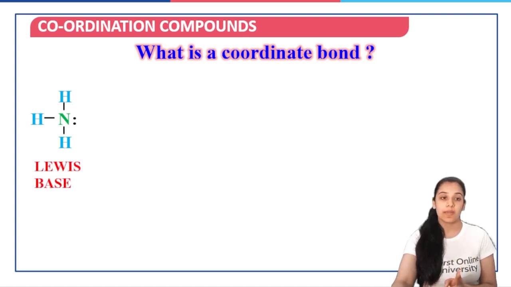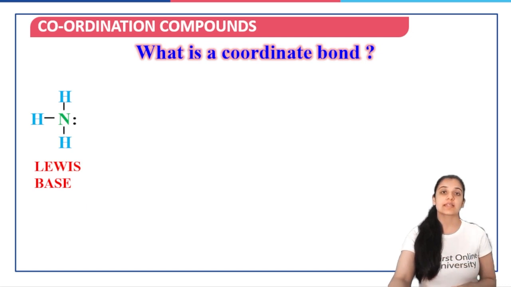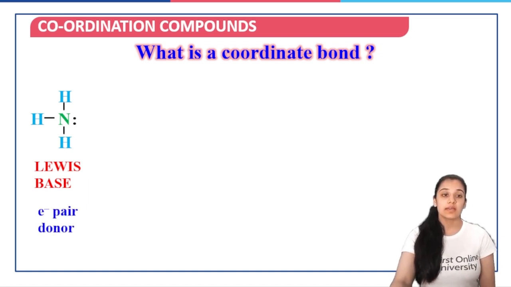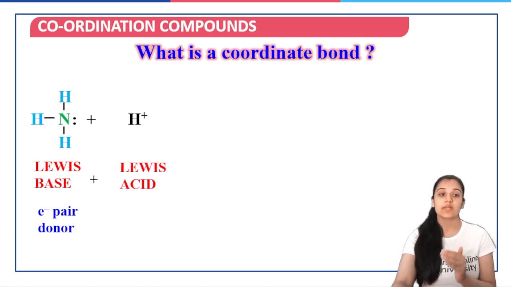Now this lone pair, since it has an excess, that is, it is electron rich, will be a Lewis base, that is, the electron pair donor. Now this is going to combine with H plus, which has no electrons with it, but this lone pair is going to be donated from nitrogen to this electron deficient species, which is a Lewis acid, because it is an electron pair acceptor or electron deficient.